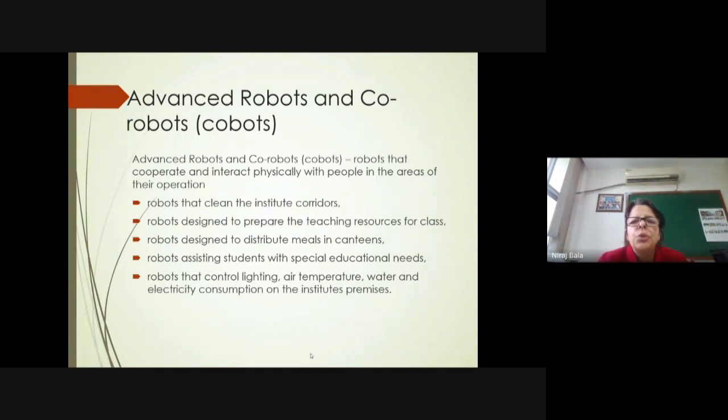They can be used for cleaning the institute corridors. Already you can see cleaning machines being used on roads, so they can be used in institute corridors. Robots can help in preparing teaching resources. They can help distribute meals in canteens, like we are using robots in certain eateries and restaurants. They can assist students with special educational needs. They can also be used for controlling lighting, air temperature, water and electricity consumption on the institute's premises. So this is how we can use this advanced technology, robots or cobots, in our education system.